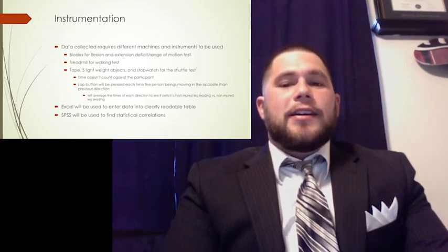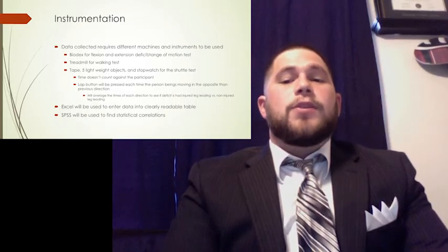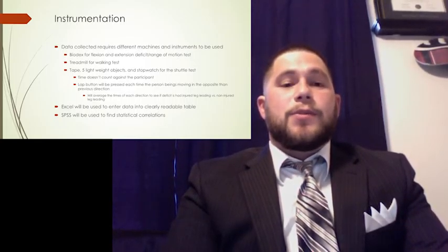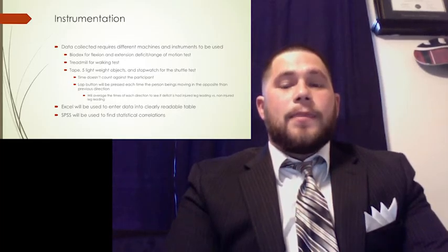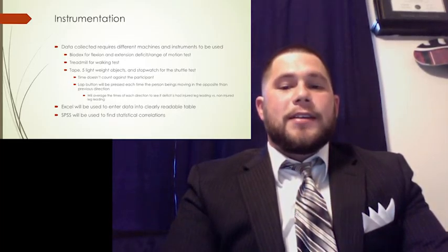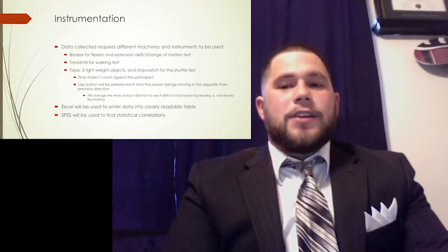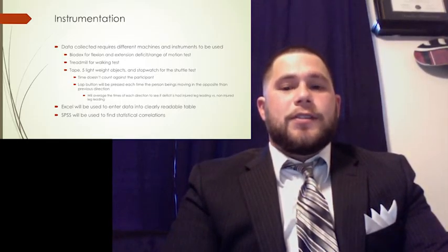Instrumentation. Data collected requires different machines and instruments to be used. The biodex will be used for the flexion and extension tests to see deficit and range of motion loss. The treadmill will be used for the walking test. Tape, 5 lightweight objects, and the stopwatch will be used for the shuttle test.